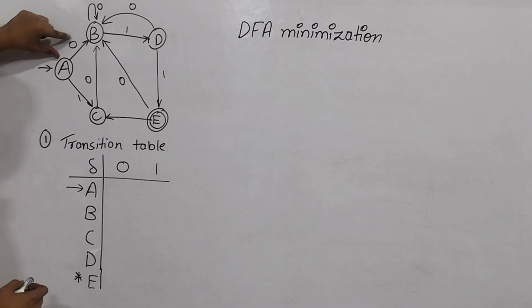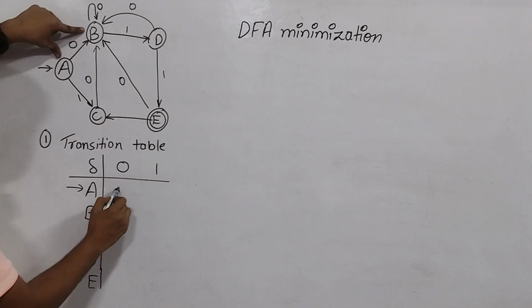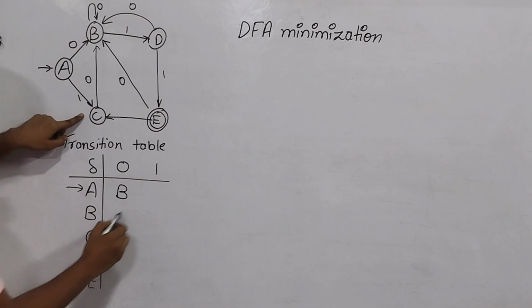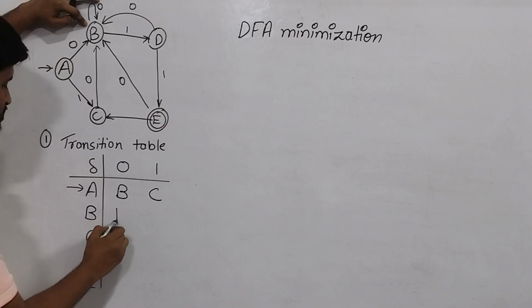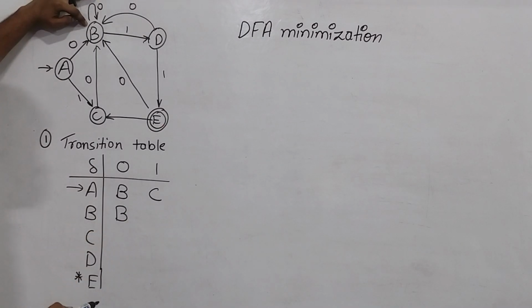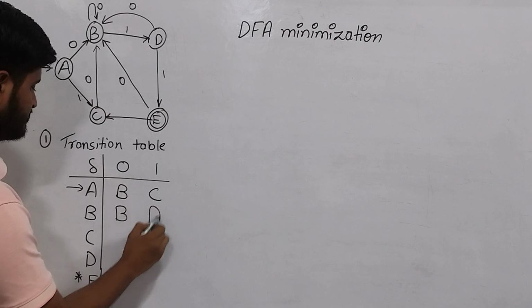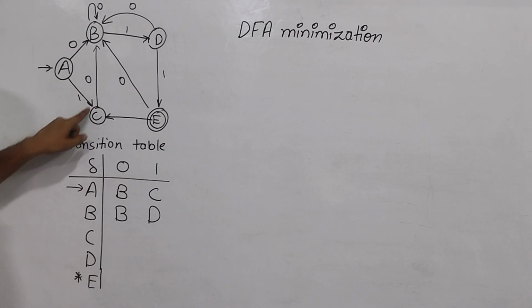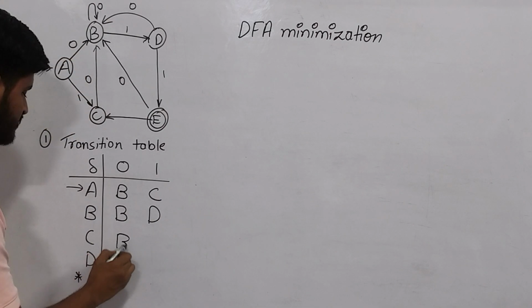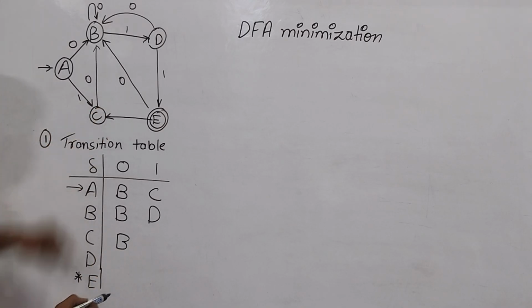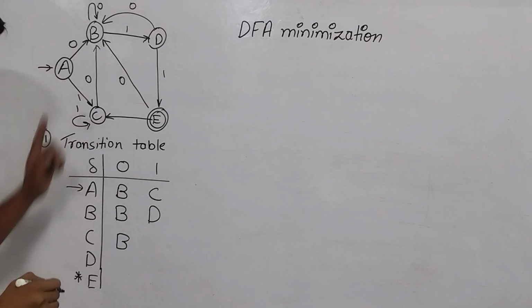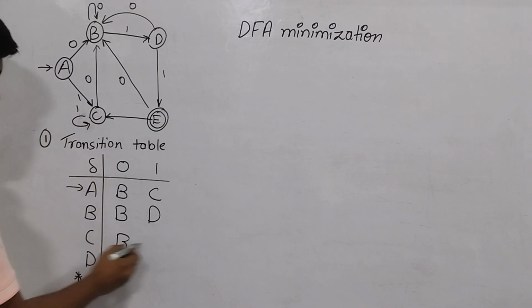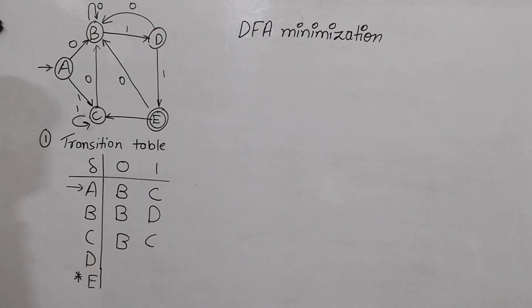For A, if you give 0 as an input, it will move to B. If you give 1 as an input, it will move to C. For B, if you give 0 as an input, it is a self loop, that is, it will move to B itself. If you give 1 as an input, it will move to D. For C, if you give 0 as input, it will move to B. If you give 1 as the input, sorry, in the question I forgot to write here, this is a self loop. So for 1 it is moving to C itself, self loop.